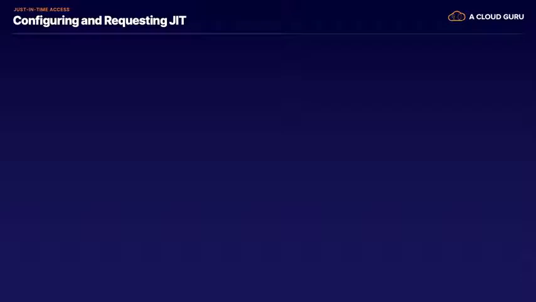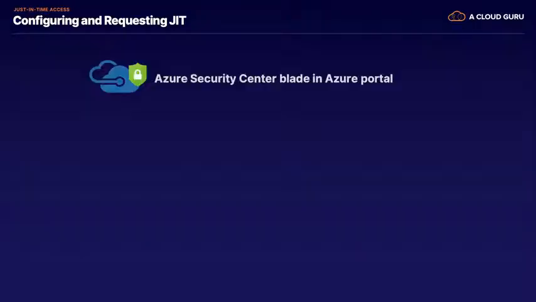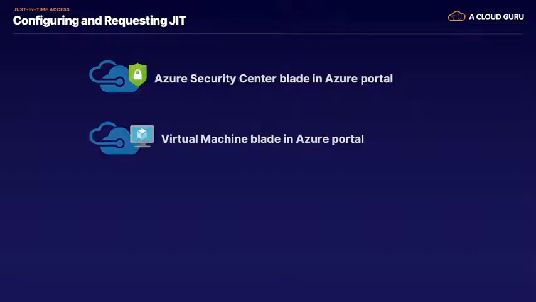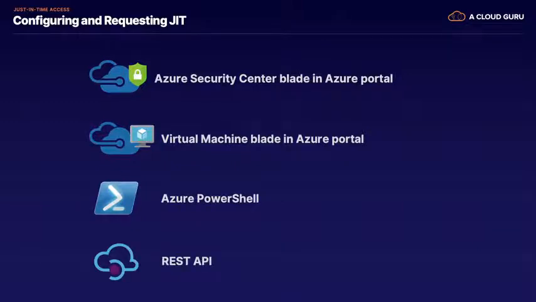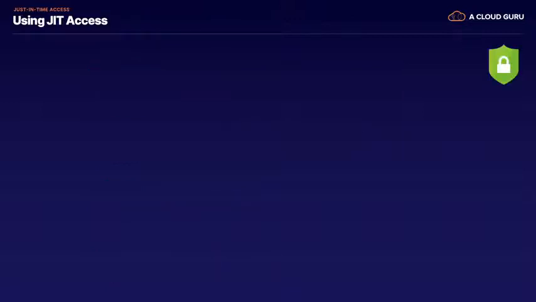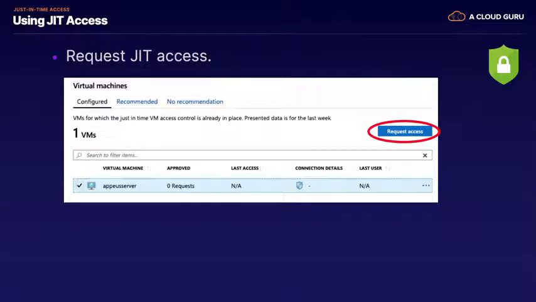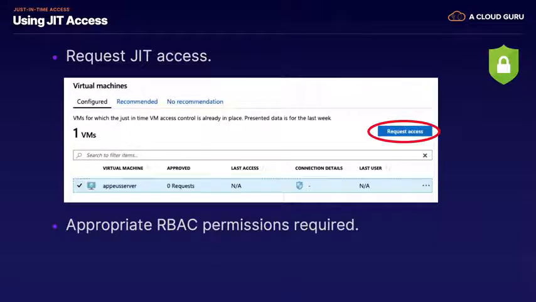There are several different ways an administrator can configure or request just-in-time access. The Azure Security Center section in the Azure portal, the part of the Azure portal relating to the specific virtual machine, Azure PowerShell, or programmatically using the REST API. So, for example, here's a screenshot showing where to request access in the Security Center section of the Azure portal. Appropriate RBAC permissions are required, and just-in-time access can be audited using the Azure Activity Log.